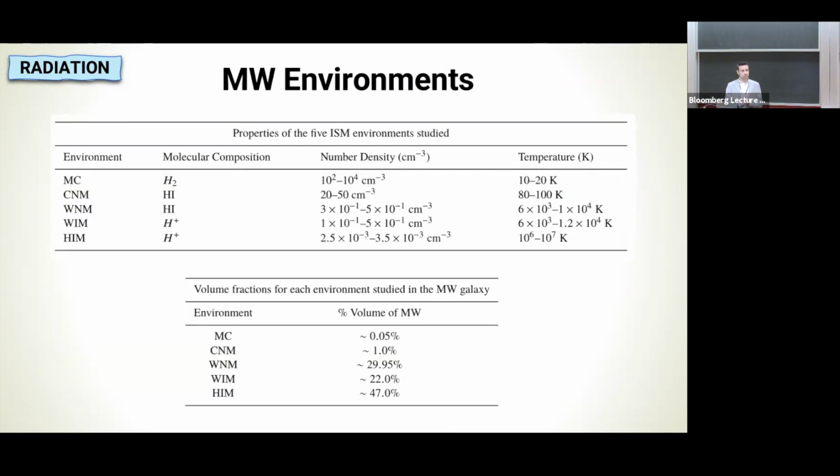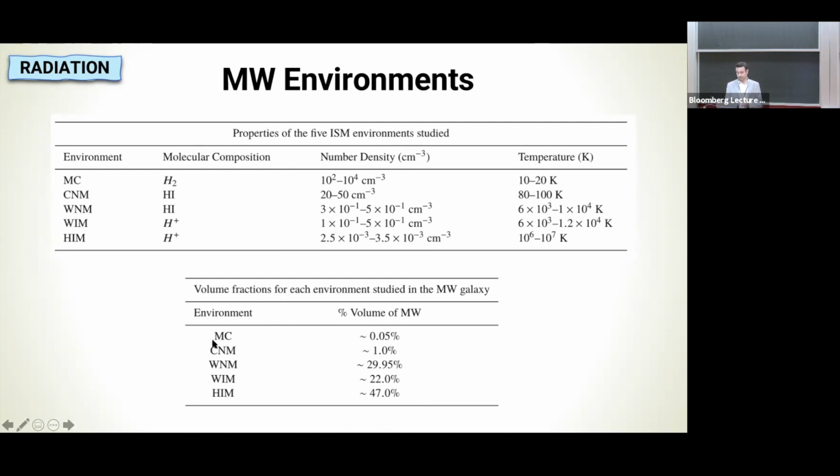So we actually consider 5 Milky Way environments: the molecular cloud, the cold neutral medium, warm neutral medium, warm ionized medium, and hot ionized medium, with their own molecular composition, number density, and temperature. And we also weighted our results for the actual probability of finding that particular environment in the Milky Way.